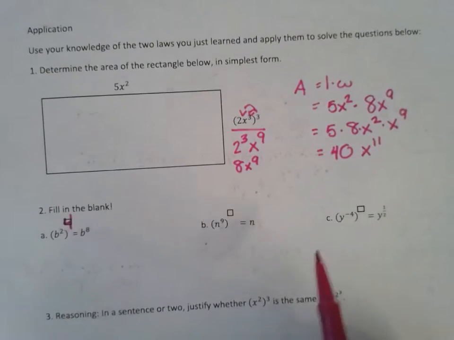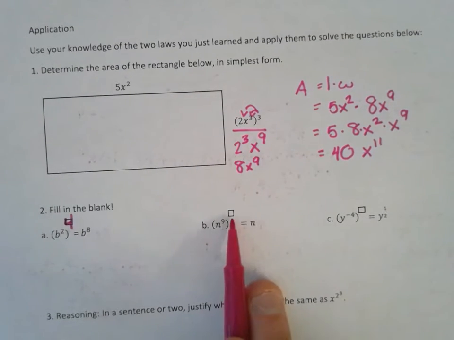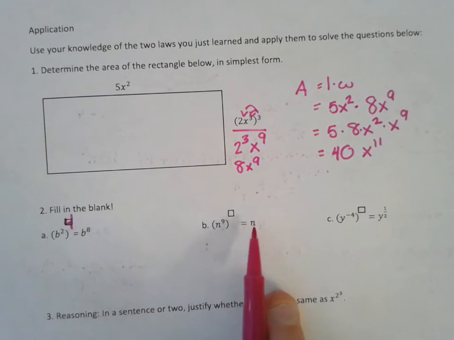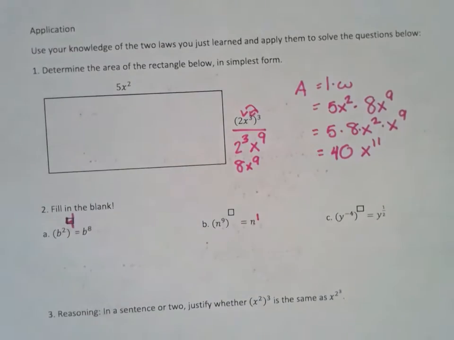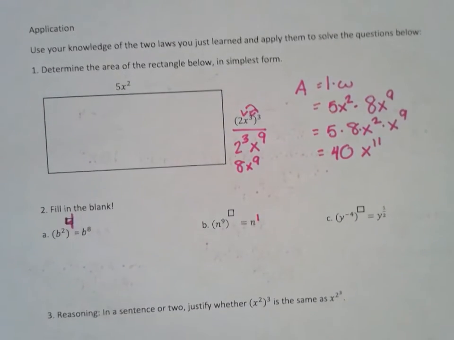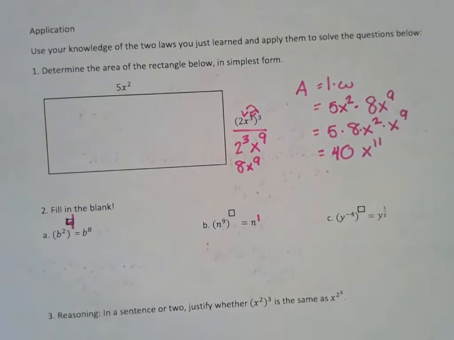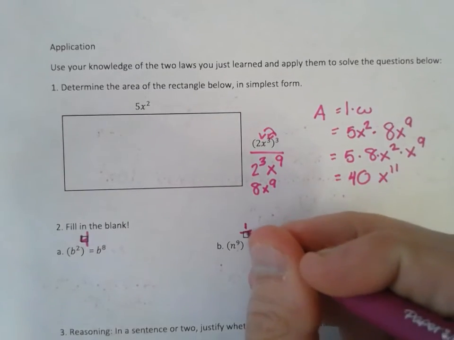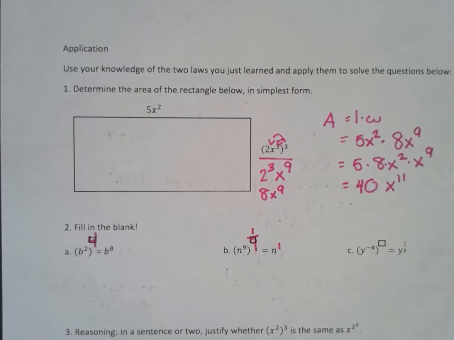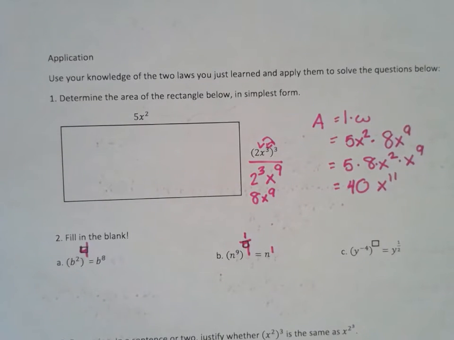Next one. n to the 9th to some power equals n with no exponent. We know with no exponent, that's just n to the 1st. So instead of getting larger, this exponent decreases. So I need to multiply 9 by something to get 1. If you thought about it a little bit, you know that we just need the reciprocal, the multiplicative inverse. Because again, 9 times 1/9 is 1. So n to the 9th to the 1/9 is n to the 1st.